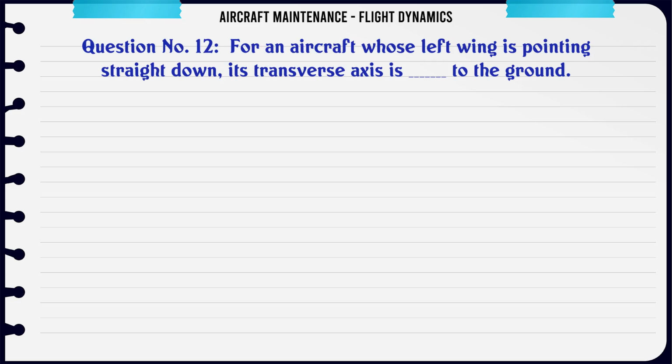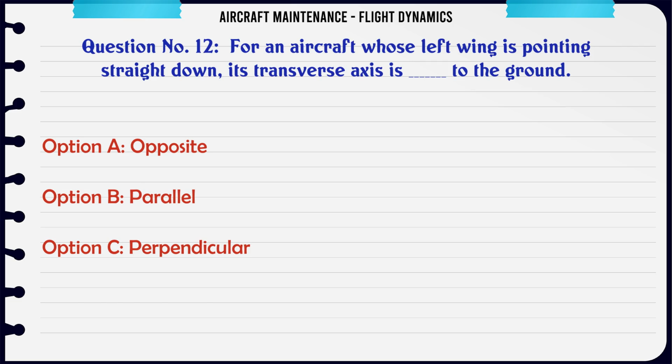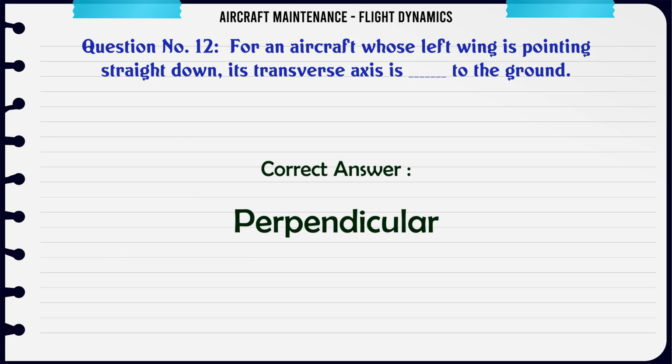For an aircraft whose left wing is pointing straight down, its transverse axis is to the ground. A. Opposite. B. Parallel. C. Perpendicular. D. Adjacent. The correct answer is perpendicular.